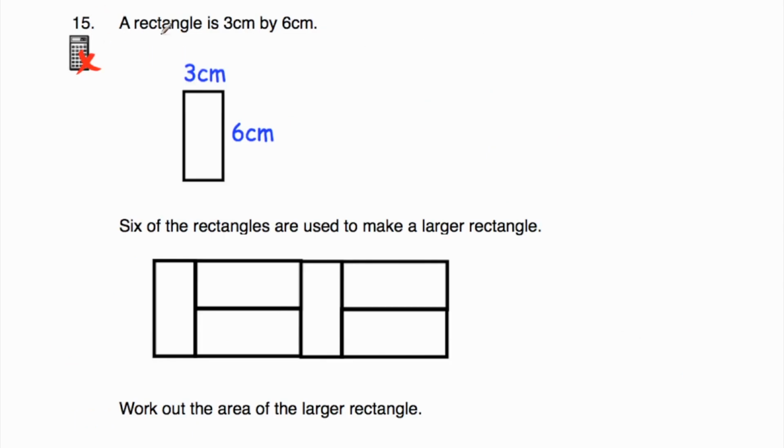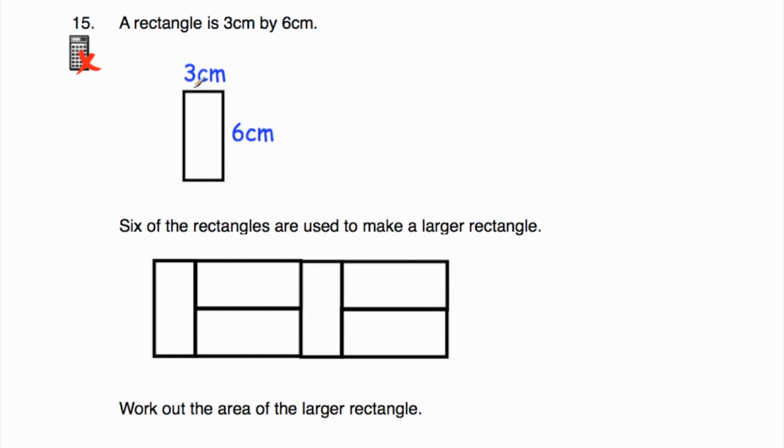Okay, question number 15. We're told that a rectangle is 3 centimeters wide by 6 centimeters long, and 6 of the rectangles are used to make a larger rectangle. So we've got 6 of these smaller rectangles, 1, 2, 3, 4, 5, 6, and they're put together to make this larger rectangle. And we've been asked to work out the area of the larger rectangle. Now there's two different ways you can approach this.